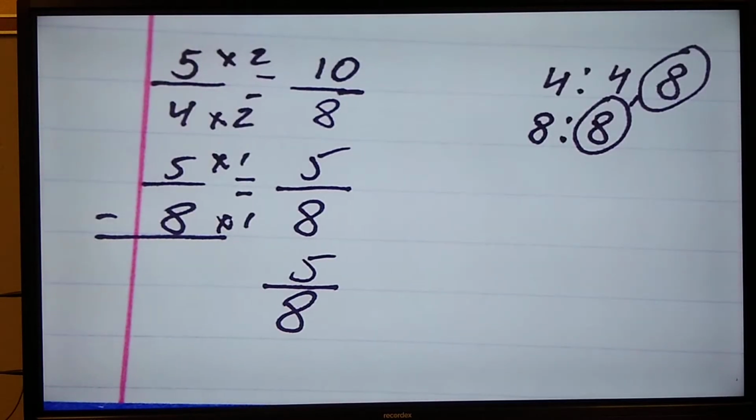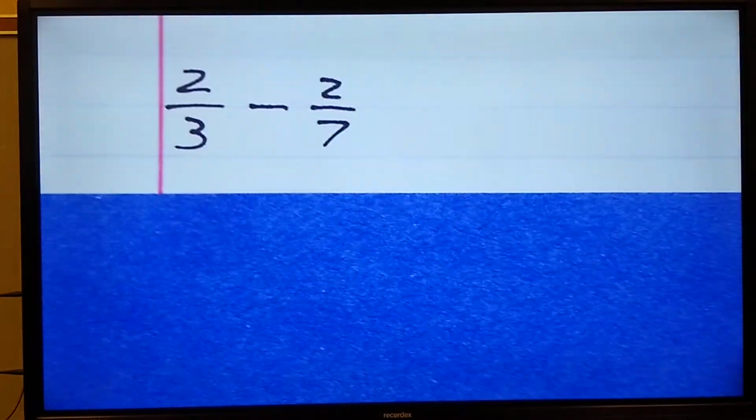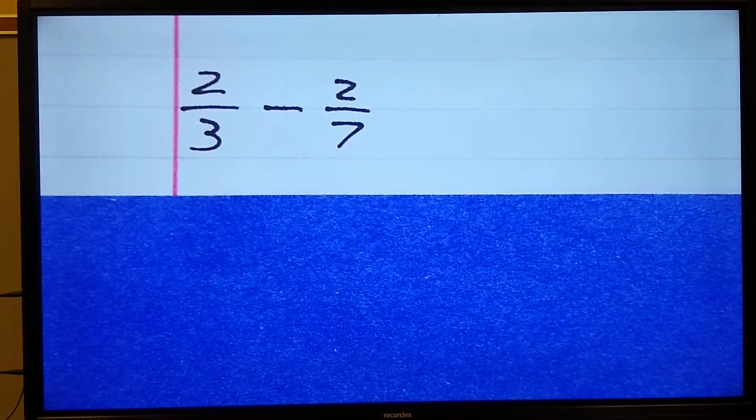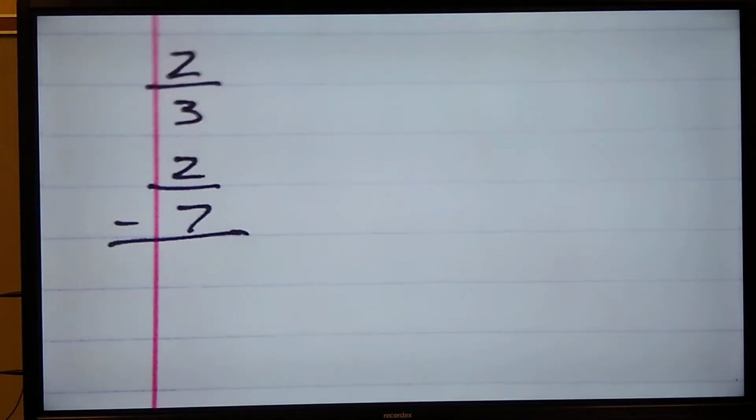All right. That means it is your turn to do one. I want you to solve this problem. 2/3 minus 2/7. Do that now. Pause the video. All right, let's see how good you did. You line them up vertically like so.